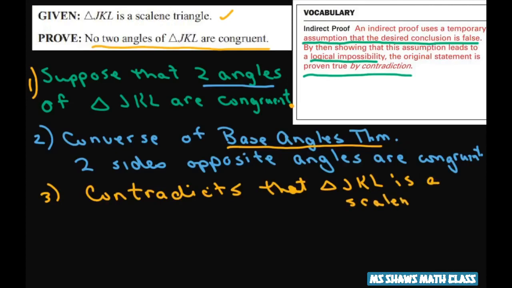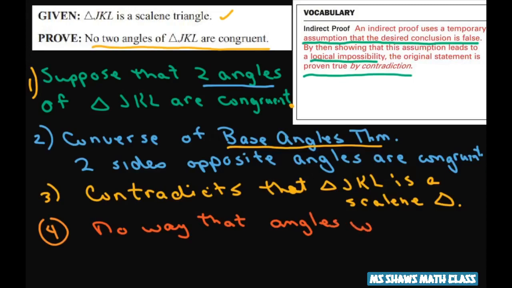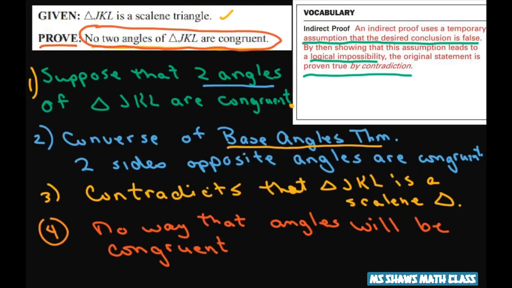By definition, that means that all sides are not congruent. So if it is a scalene triangle, then there's no way that the angles will be congruent. Therefore, by contradiction, we have proved that no two angles of a scalene triangle are congruent.